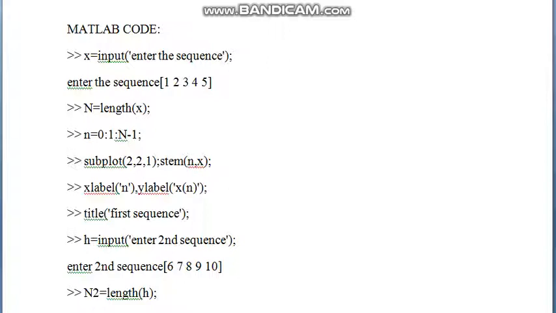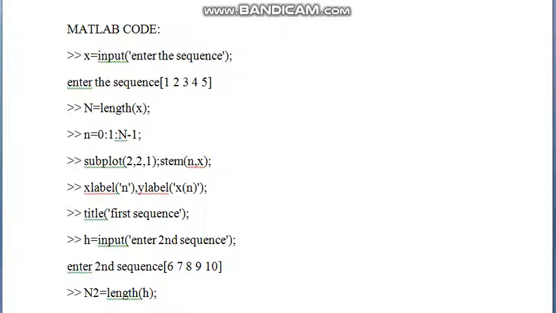Now I will find the length of this sequence, which is given by the command capital N equals length of x. Now there are N samples in sequence x. If I want to plot this sequence, I will take the time parameter, which will be plotted along the x-axis: n equals 0 colon 1 colon N minus 1. That means the value of n will start from 0 and go up to N minus 1 with an interval of 1.